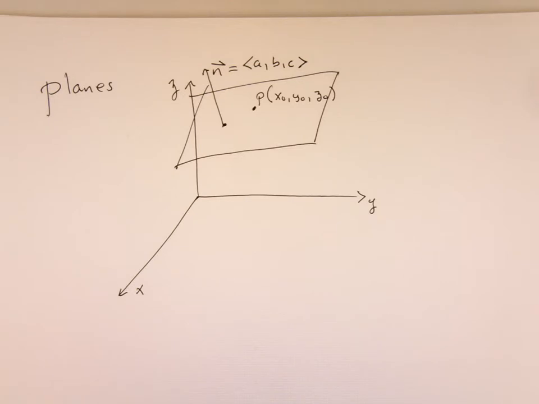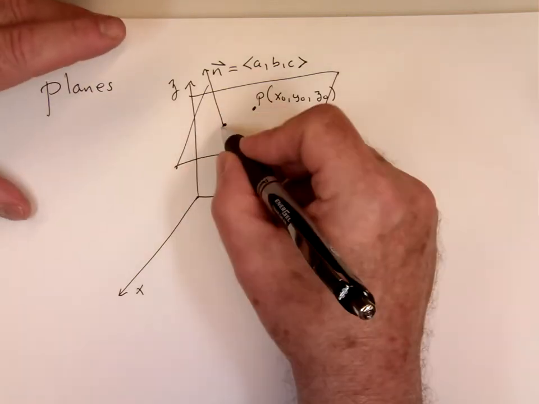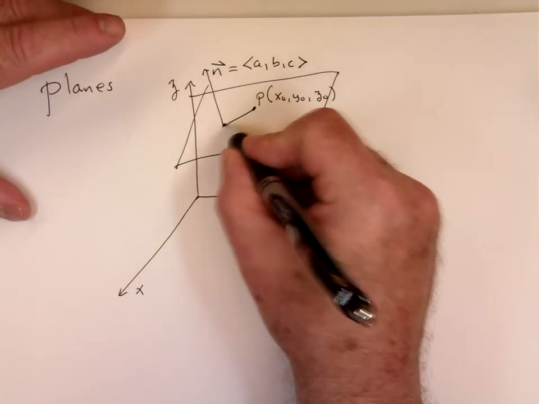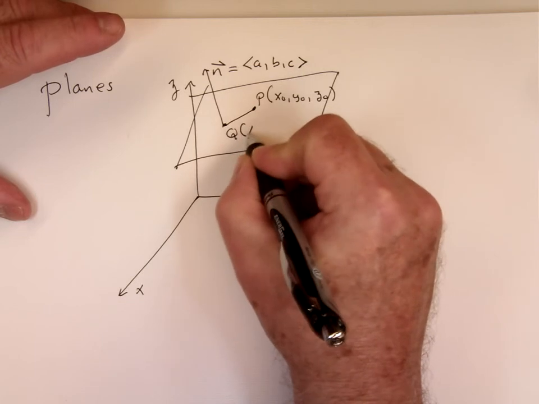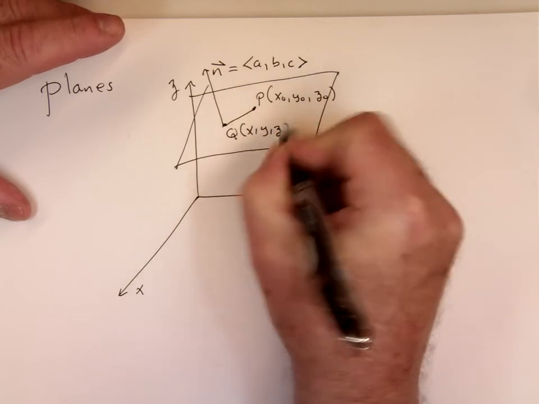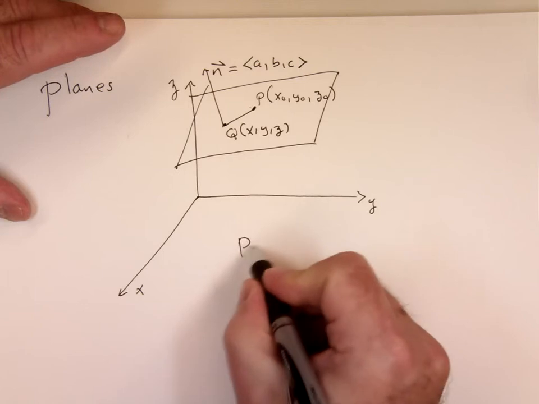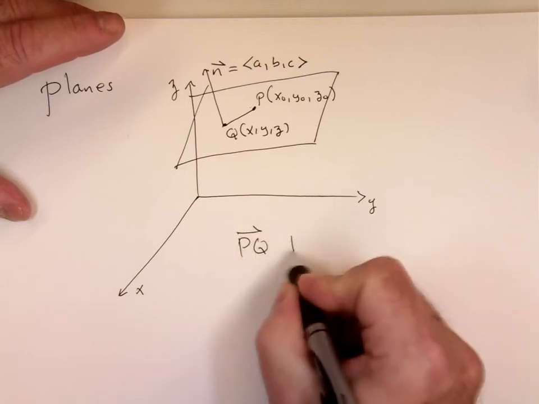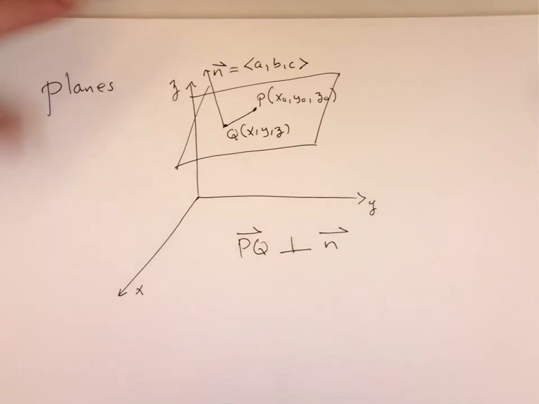Well, we're going to do the same thing we just did. How do we know if some other point Q, whose coordinates are x, y, z, is on this plane? If we take point Q, it must be the case that vector PQ is perpendicular to our normal, because when you have a normal to a plane, here, let's do this.